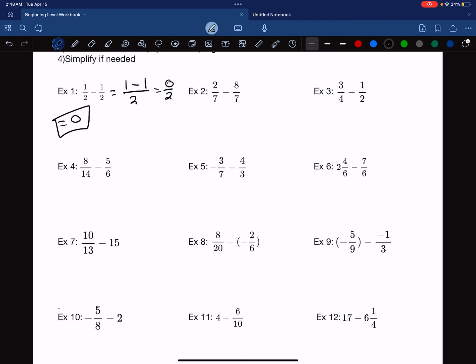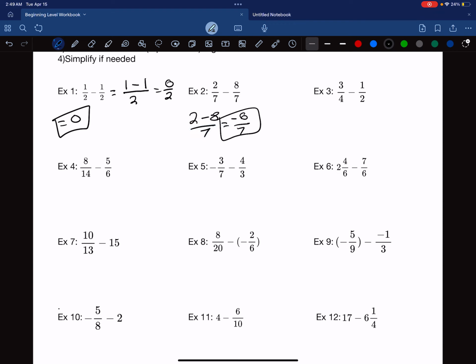Looking at example 2, we also have a common denominator of 7, so we can just rewrite this as 2 minus 8 over 7. And 2 minus 8 is negative 6, so we're just going to have negative 6 over 7, and that is our final answer.